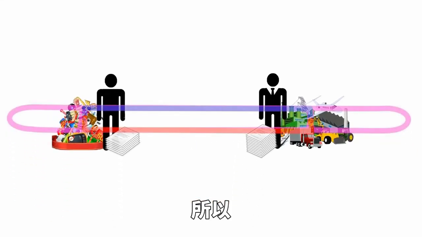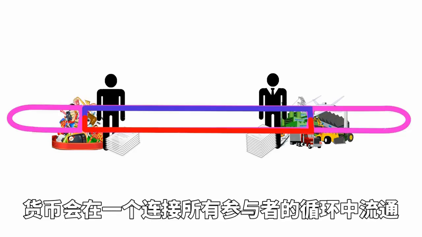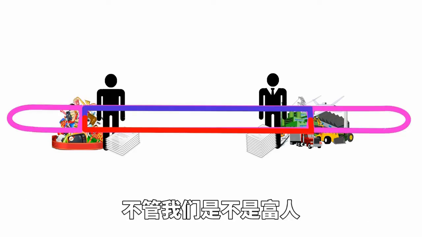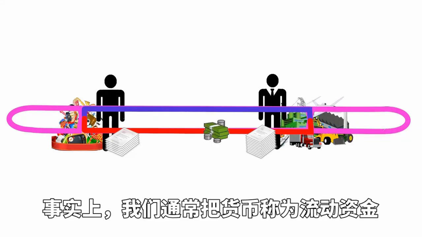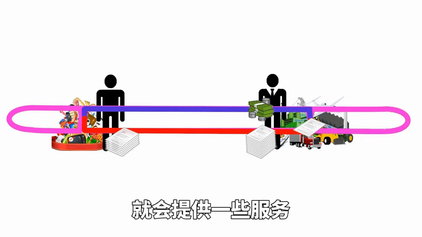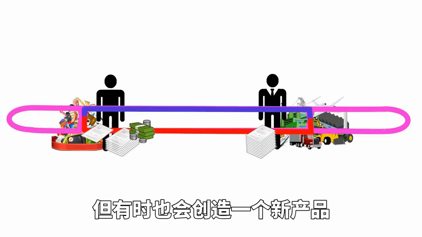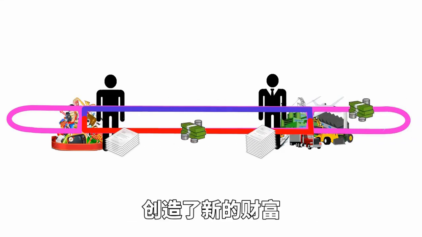So the money will circulate in a loop that links all the participants, whether we are rich or not. And the money will flow like a liquid, and we actually speak of money as liquidity. So each time the money goes from one person to the next, some services have been given, but also sometimes a new product has been created. And that means we have created new wealth in the system.